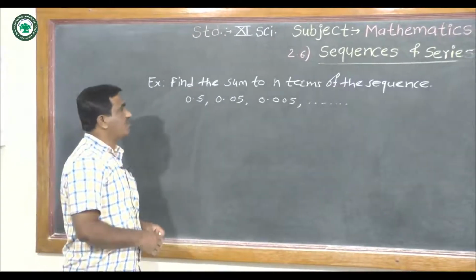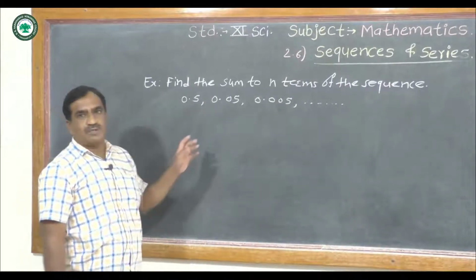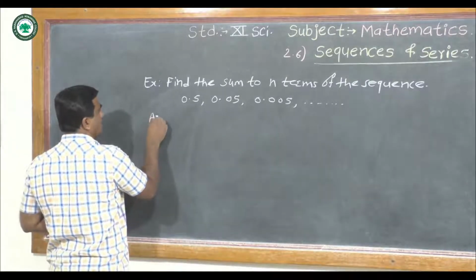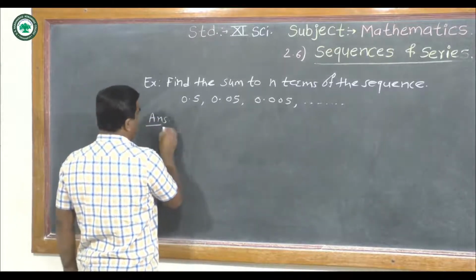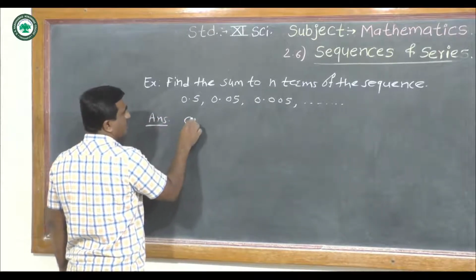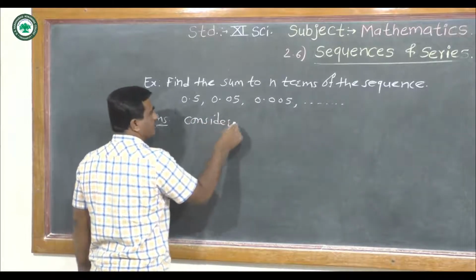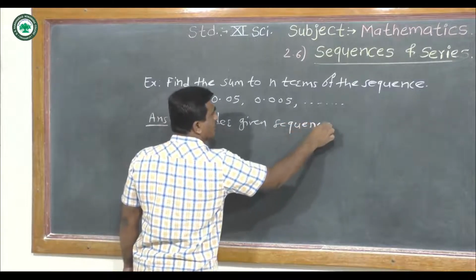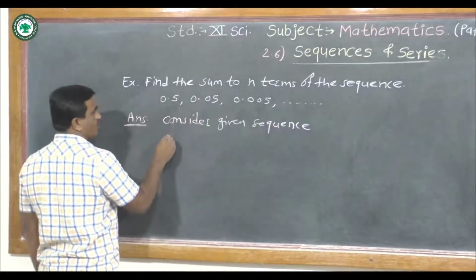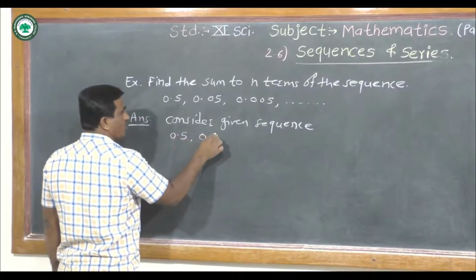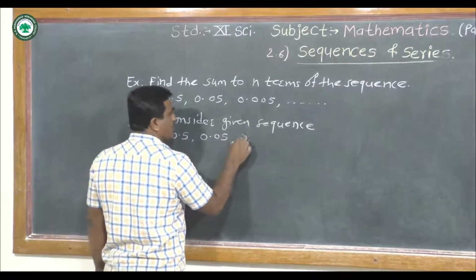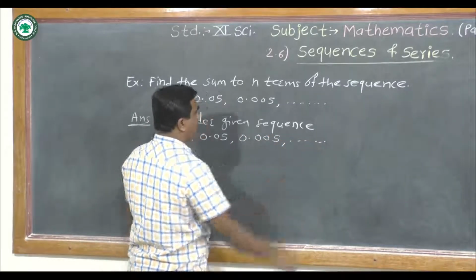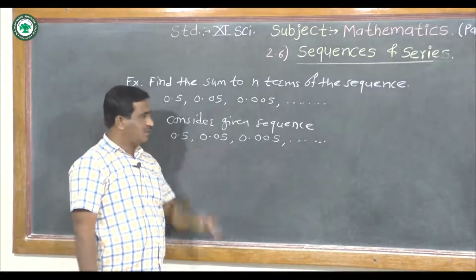Okay. Now in this example we are given the terms of the sequence. We are not given the sum of the first n terms. Therefore we can write the answer for this as: consider the given sequence, which is 0.5, 0.05, 0.005 and further so on. The next term is 0.0005. Okay.